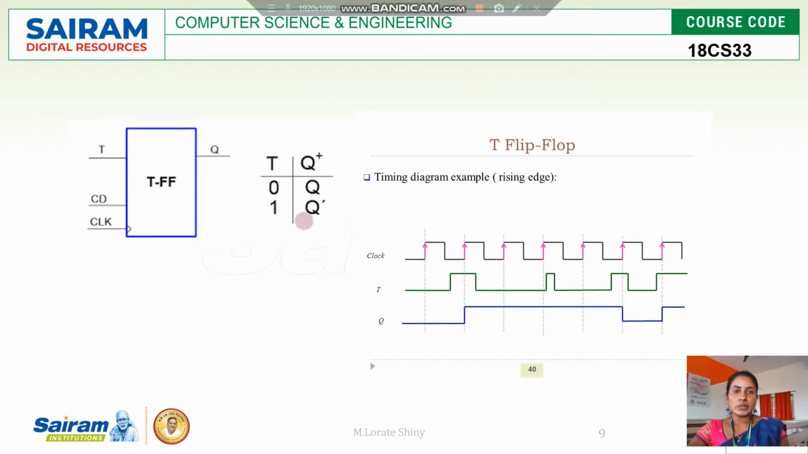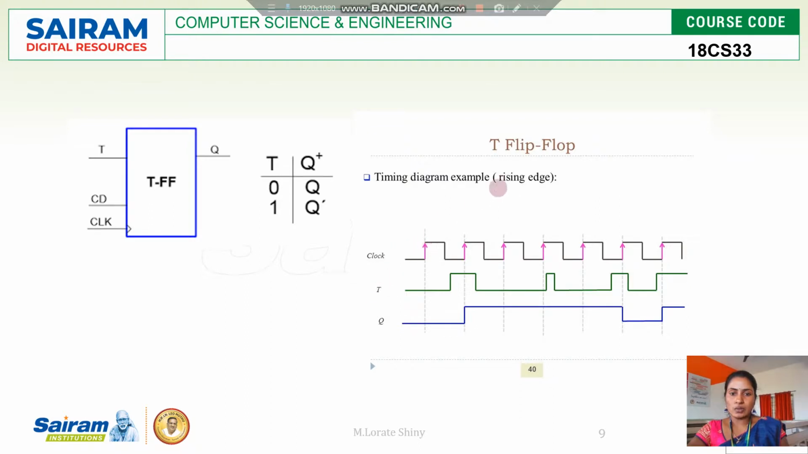Okay. Truth table. If T is 0, if input is 0, then your current state is the previous state. If previous state is 0, your current state is 0. If previous state is 1, current state is 1. If T is equal to 1, your current state will toggle from the previous state. If previous state is 0, your current state will be 1. If previous state is 1, your current state will be 0. Okay. We'll see the timing diagram.